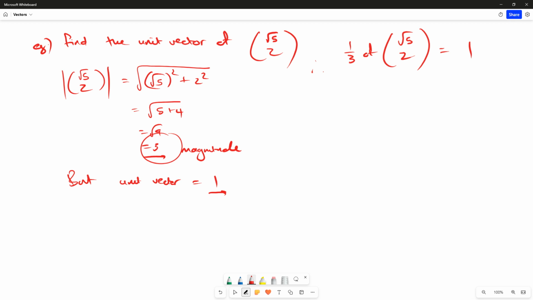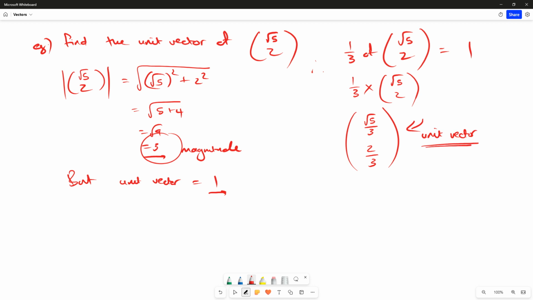And so I would distribute this, because I can multiply. I would distribute the 3 into the bracket, and I would take that 3 and divide it into each component. So I would take square root of 5 over 3 and 2 over 3. And that would become my unit vector. And so this is a unit vector.